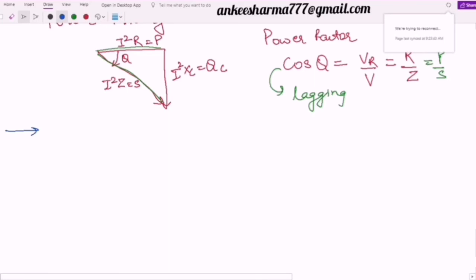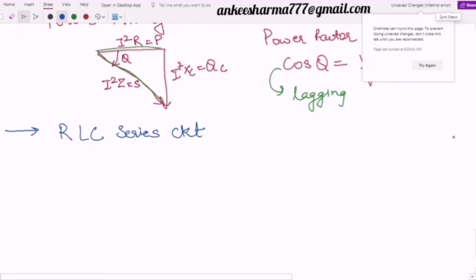Okay, so I am moving on. So next, the important one, that is the RLC series. RLC series means I am going to connect all these in series to an AC source. So let's take an AC source. This is my resistor, this is my inductor, and the third one I'm going to use here is a capacitor.